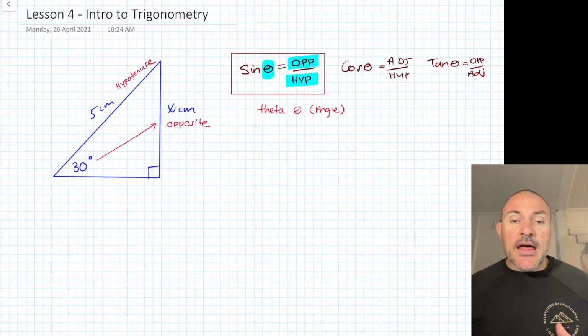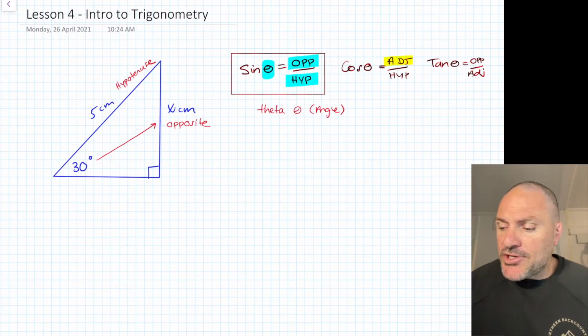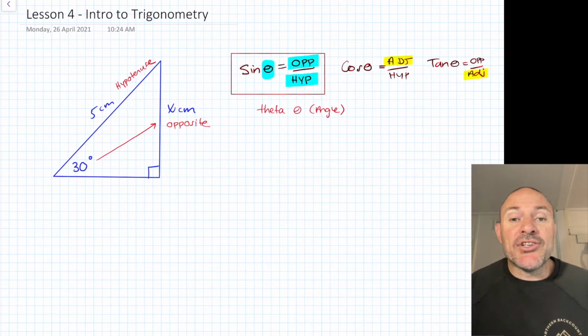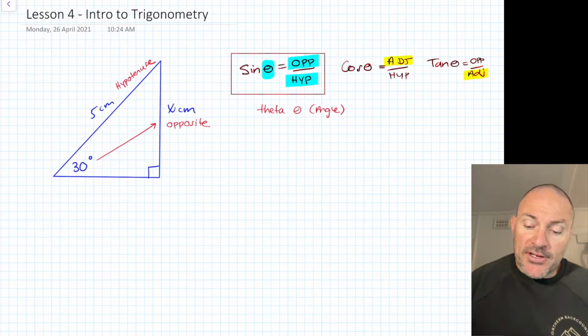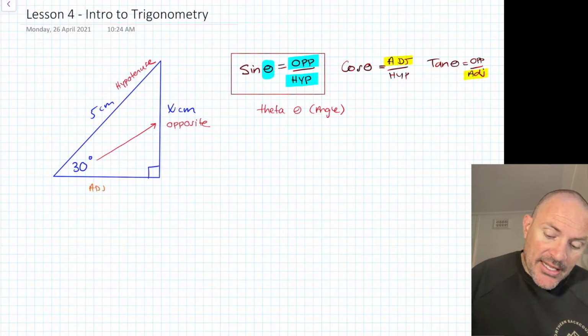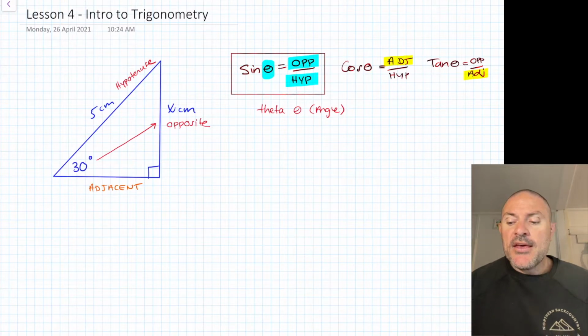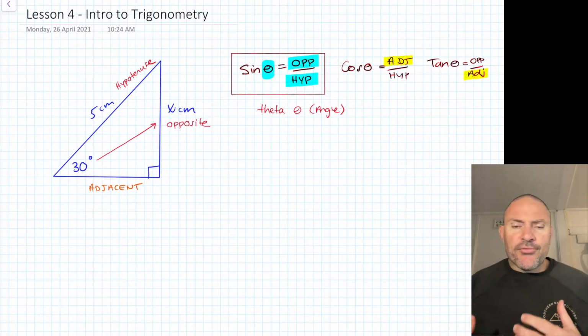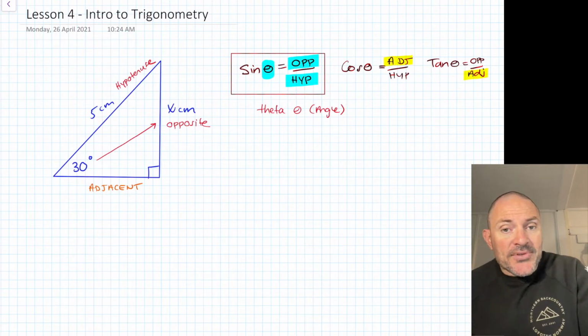Now, there's another side that some of the other rules might use. They don't use it for the first rule, but you've got this ADJ, and that's called the adjacent side. And adjacent means next to. So for example, this side here would be adjacent. It would be next to the 30 degrees. So I'm just introducing these three little words: adjacent, hypotenuse, and opposite side.